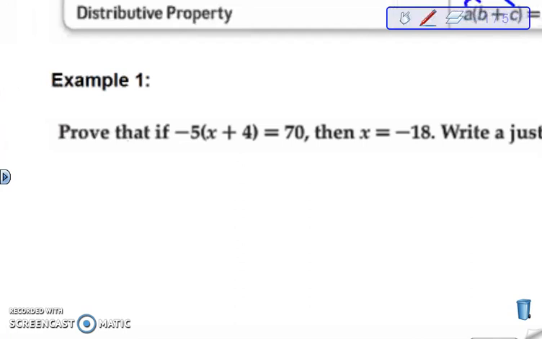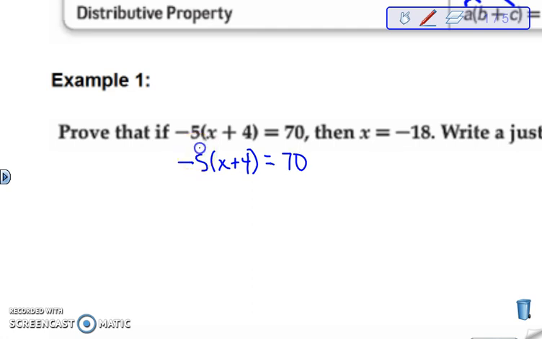So in this first example, it's asking us to solve an equation and then justify it. In other words, prove that this equation has an answer of x equals 18, or negative 18. Well, if we're not sure exactly what to do, the first thing we might want to start with is actually solving the equation so that we can see what the steps are.